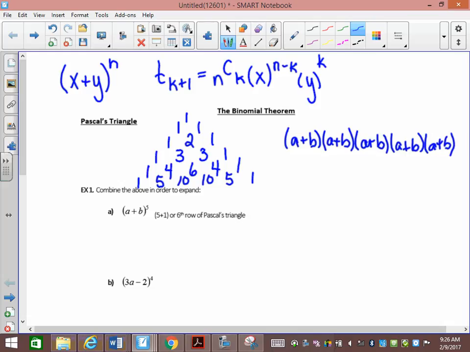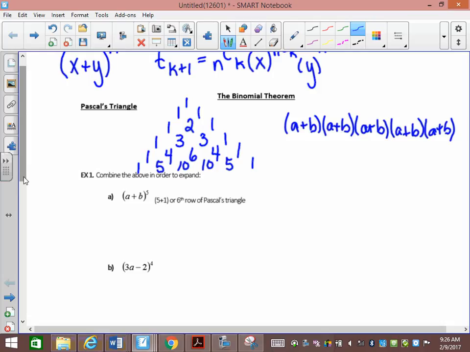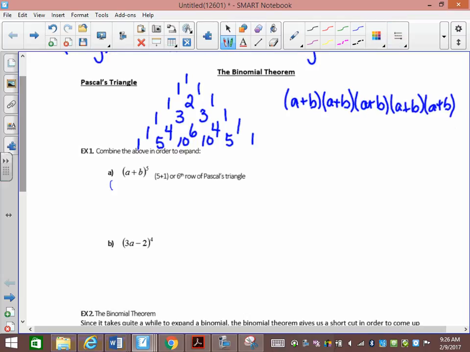Okay, so let's think about it. We need to have it in the form (x plus y) to the n. We do. This is our (x plus y) to the n. So our n is 5, our y is b, our x is a. Wherever we have an n, we're going to replace it with 5. Wherever we have a y, we're going to replace it with b. Wherever we have an x, we're going to replace it with a. Okay?